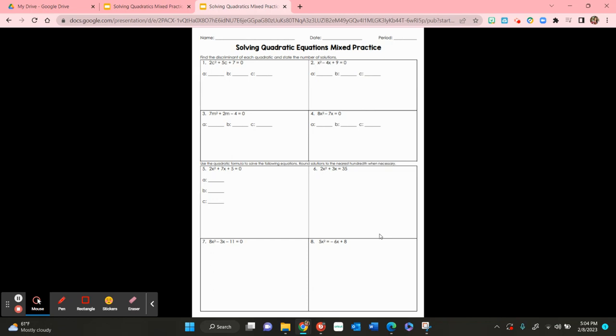Today you will be completing the Solving Quadratic Equations Mixed Practice. This assignment is due at the end of class, so please make sure you turn this into the substitute and it will be for a grade. I am going to go ahead and go over one question from each section just so you know what you're doing. So let's go ahead and take a look at the first section.